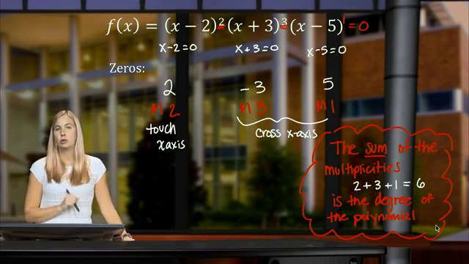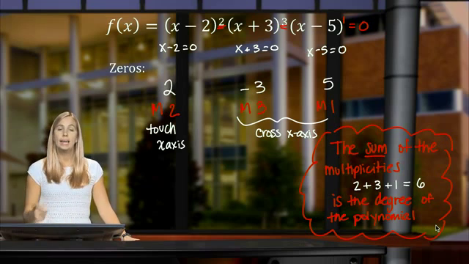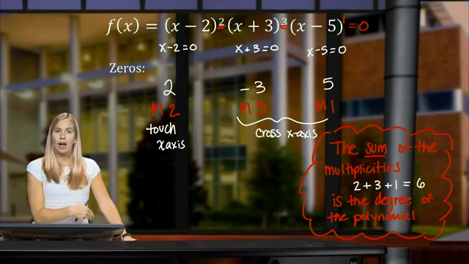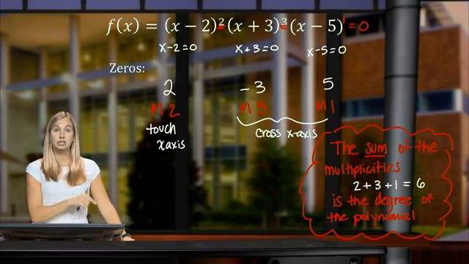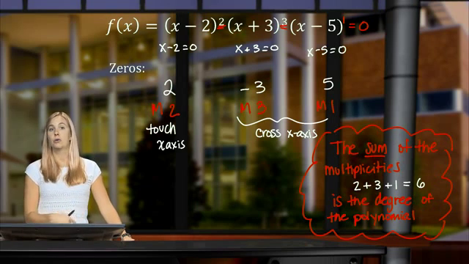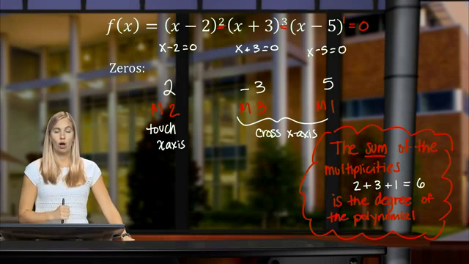Knowing that the sum of your multiplicities equals the degree will come in handy because, if you remember, a lot of the characteristics of our graph have to do with the degree. So we need to know it for most things. If we don't have to FOIL out and multiply out all of these polynomials, we'll save quite a bit of time.